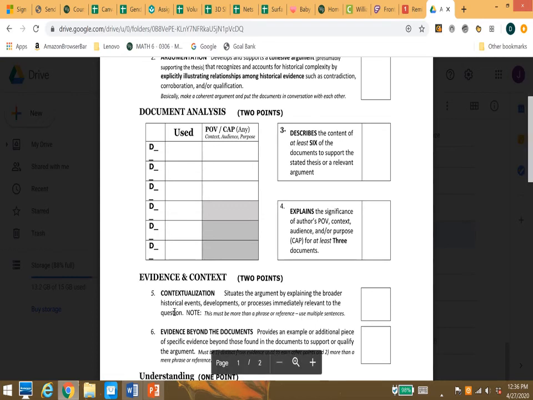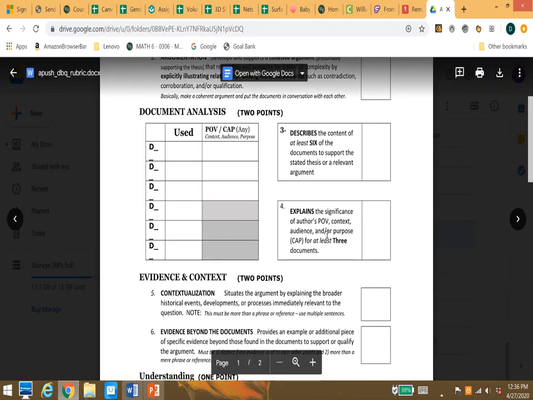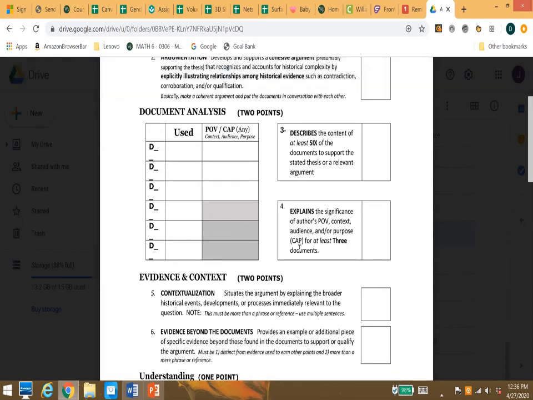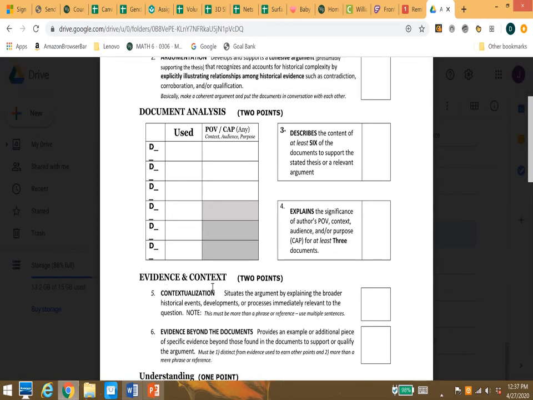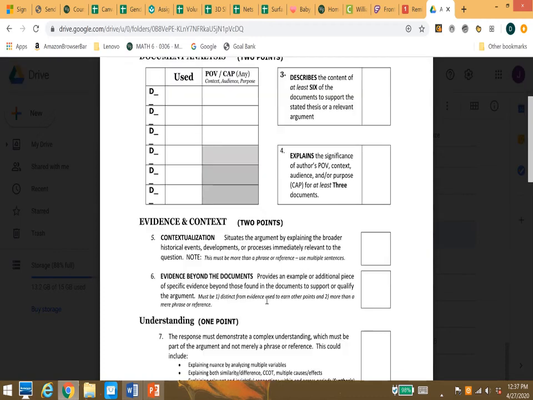Point five is contextualization. Wait, I thought I only contextualized in my document analysis. Hence why I suggest you use contextualization as document analysis because, like I said before, it kills two birds with one stone. If you contextualize for the document, you also get your point for contextualization here, point number five, okay?